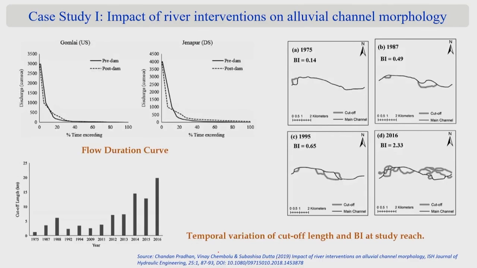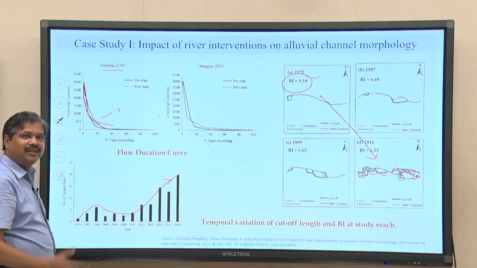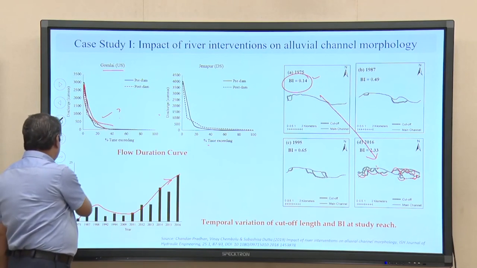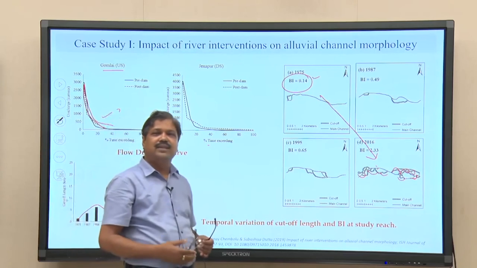Next, on the upstream, the sediment discharge and others do not change much, but downstream the discharge and the flow distribution curve have changed. Not only that, the Brice index has significantly increased from 0.14 to 2.3, and you can visually see how braided channel formations happen. The cutoff length is still increasing like this, that is the curve. So the river meanders are going to braided forms. We should try to understand it with first or second order analysis because of the dam structures.